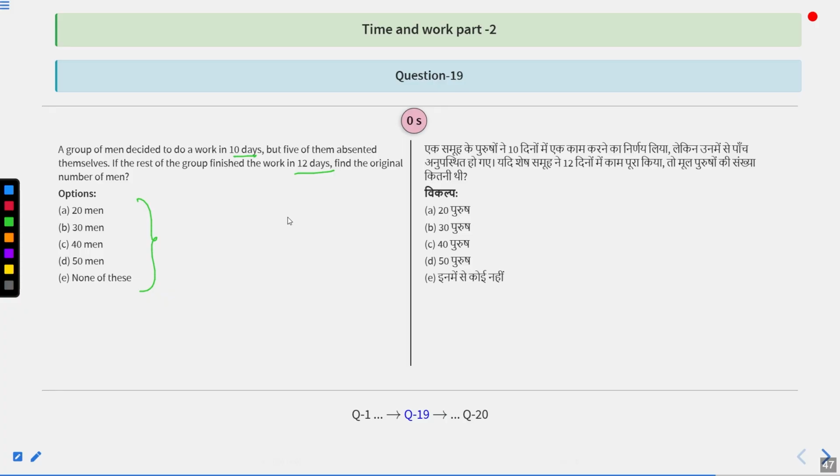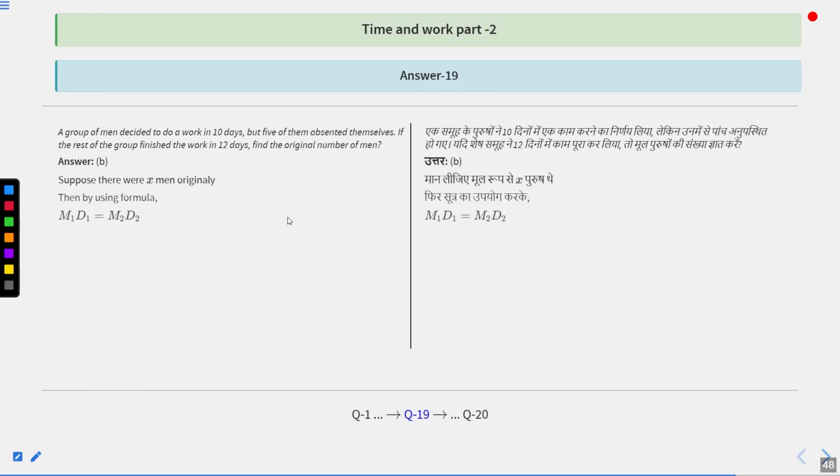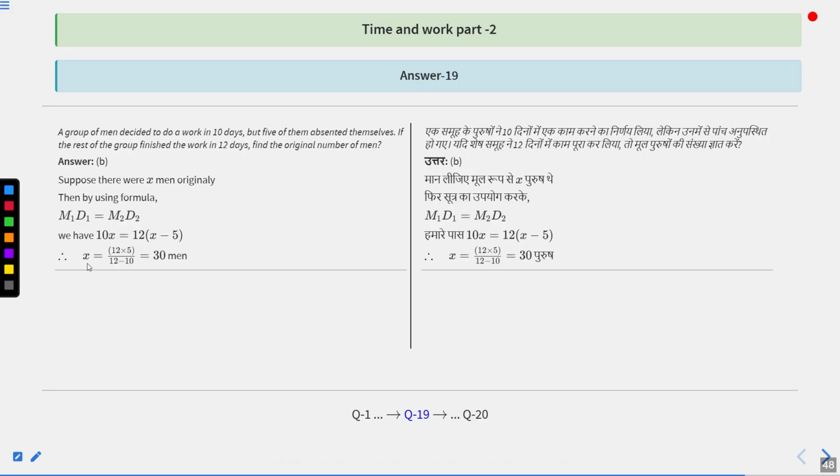Now time's up. Let's see the solution. Suppose there were x men originally. So by using the formula M1 D1 equals M2 D2, we know that. The question says 10x equals 12 times (x minus 5). Clear? So when we calculate, we get the value of x, which is 12 into 5 upon 12 minus 10. So we get 30 men.